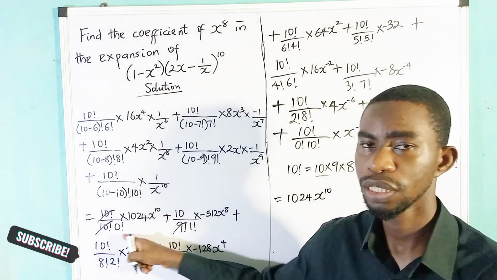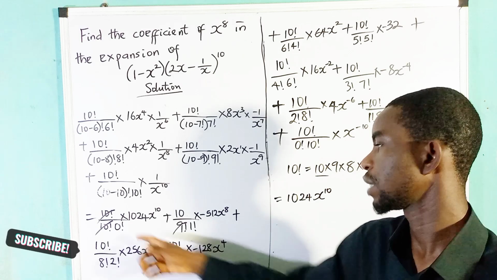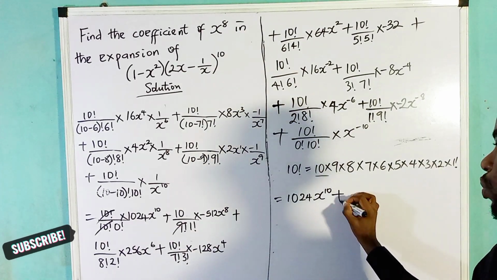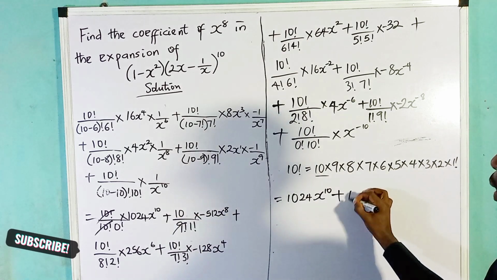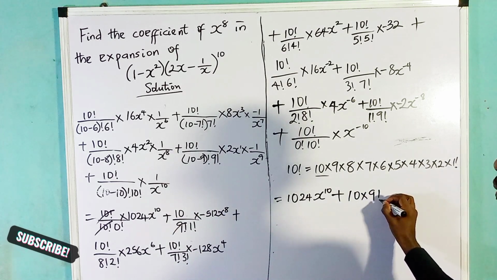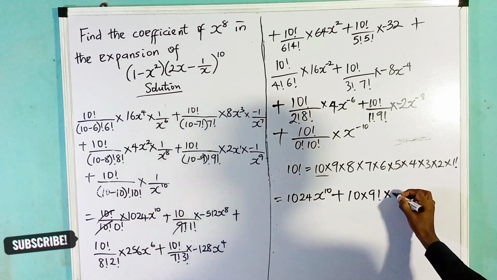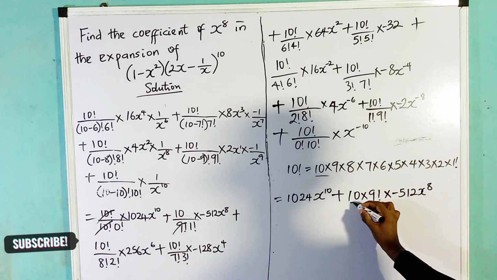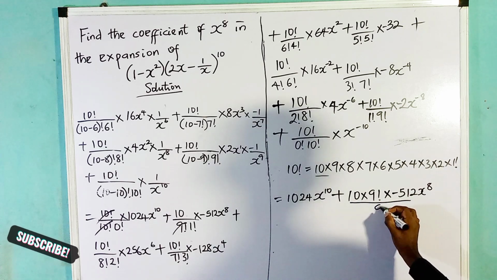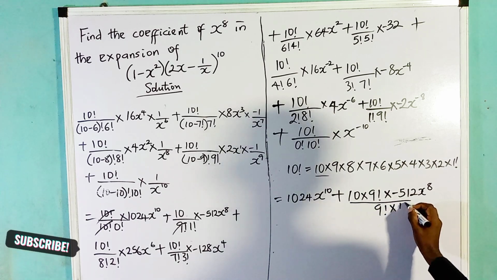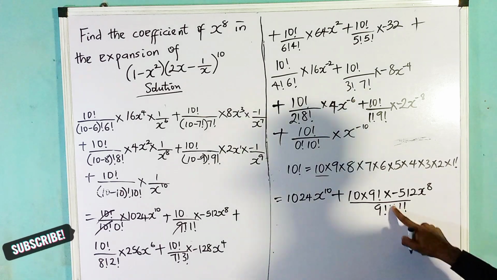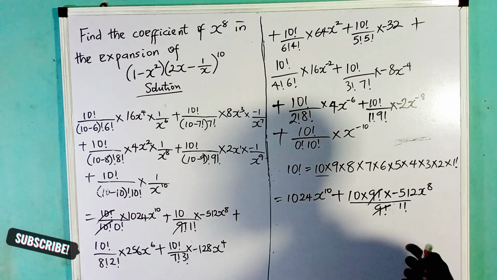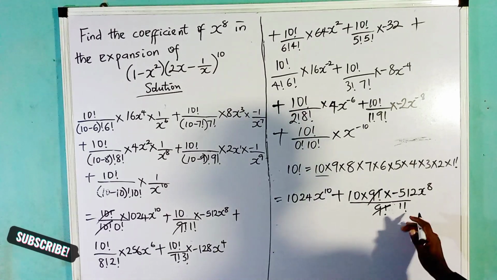This is 0 factorial. 0 factorial is equal to 1. So we are dividing by 1. We are left with 1024 plus, I'm going to write this, 10 times 9 factorial times minus 512 x raised to power 8. This is over 9 factorial times 1 factorial. So now we have cancelled out what we have here. 1 factorial is also 1, so it's not going to affect it.